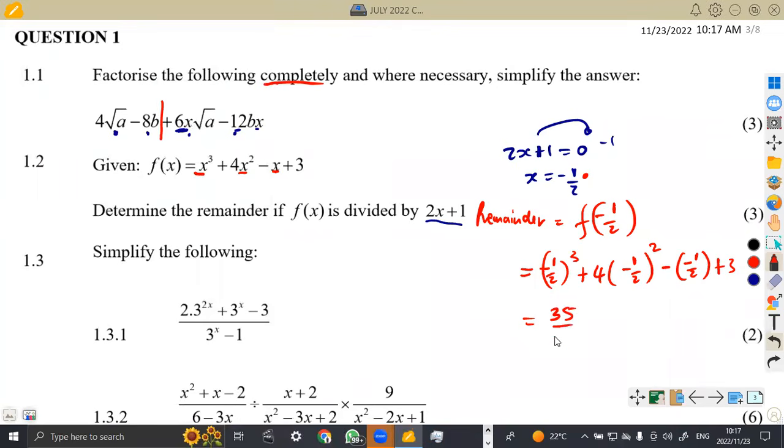So 35 over 8, that is the remainder that we are having. So we can have this as a mixed fraction, as an improper, or you can even leave it like that. There are so many ways that you can have, but that is the remainder of the given expression.